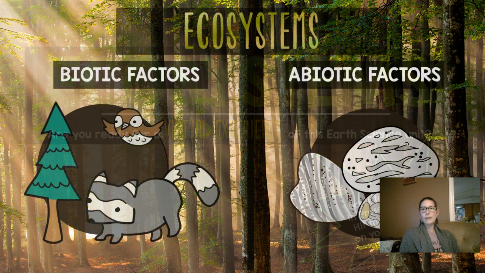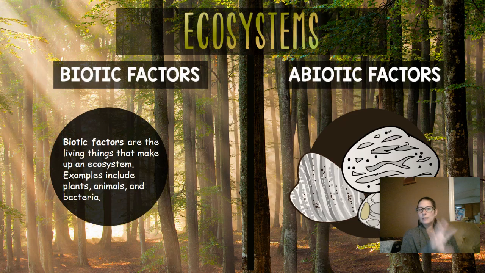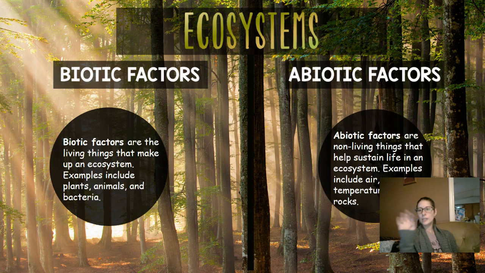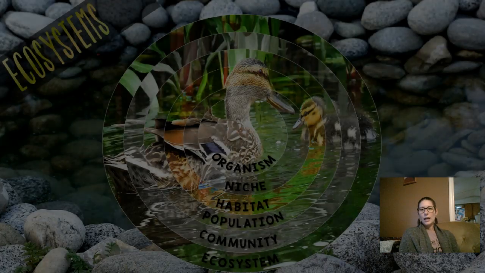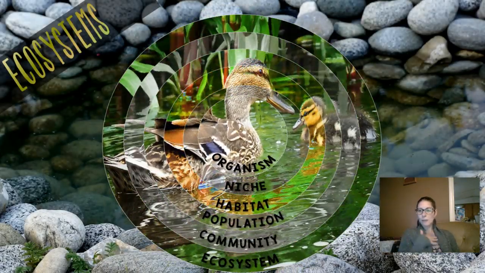All right, so you have your biotic factors and your abiotic factors. Remember, biotic factors are the living things that make up the ecosystem, and the abiotic are the non-living things like rocks and air and temperature, okay? And a trick to help you remember that is biotic is like body, biotic, body, and abiotic is the opposite.